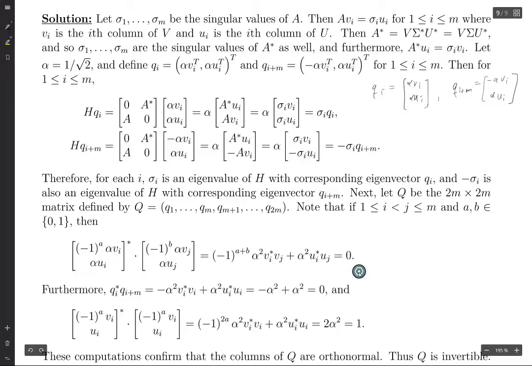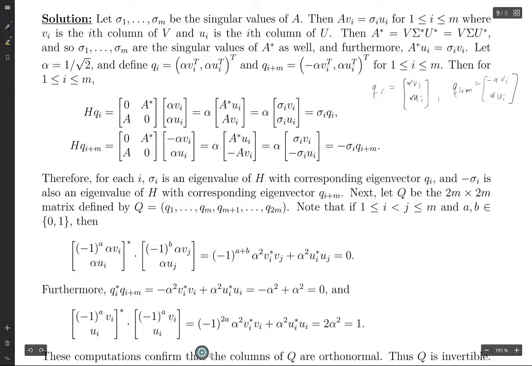Then if we specifically consider the case of two different columns of Q of the form qi and qi plus m, you take their inner product, and you get this. You get the minus sign, which comes from the qi plus m. You get the alpha squared, and again you have this vi star vi and the ui star ui. But because the columns of V are orthonormal, vi star vi is 1. So we get a negative alpha squared. And because U is also a unitary matrix, its columns are orthonormal, so ui star ui is also 1. And so we end up with negative alpha squared plus alpha squared, which equals 0.